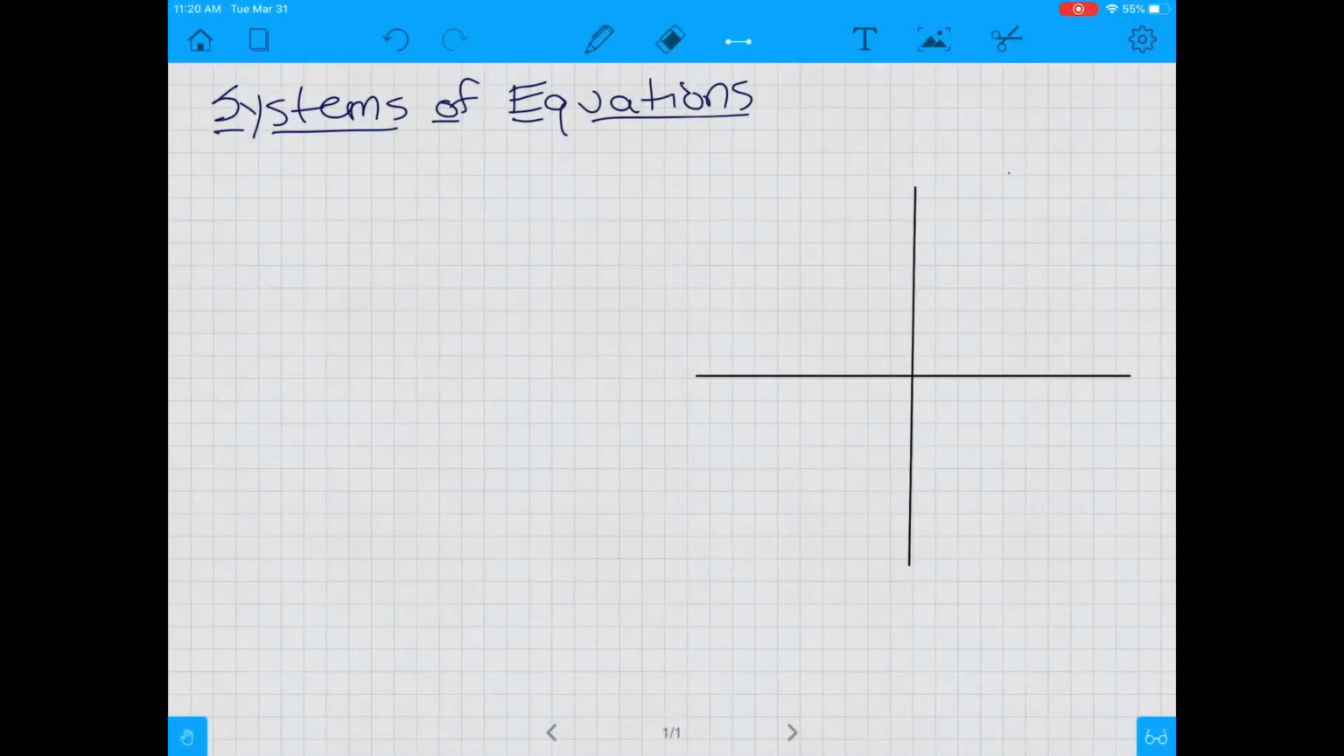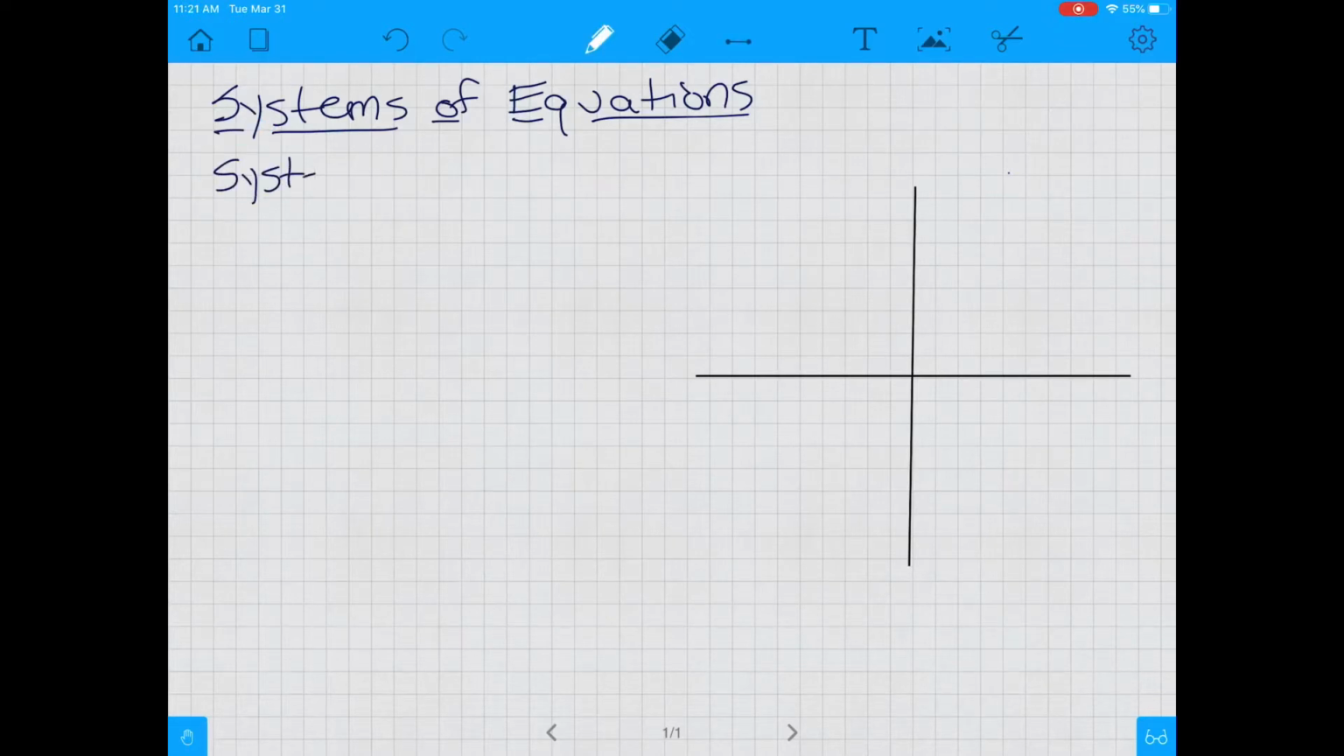So today, what we're going to do is talk a little bit about systems of equations and give you just a little bit of a basic intro, especially into graphing and what we do and how that works. Now, from yesterday, you should have the notes.